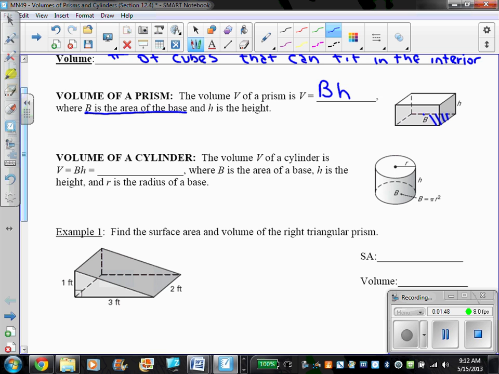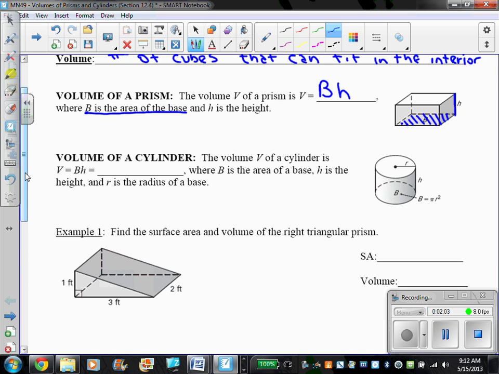So if you look over here on the right-hand side of your prism diagram, notice that the base of this 3D shape is right here, and we use big B, because otherwise, if we use little b, we don't know if we're talking about the base of a triangle, a 2D shape. So you find the area of the base, and then you multiply it by the height.